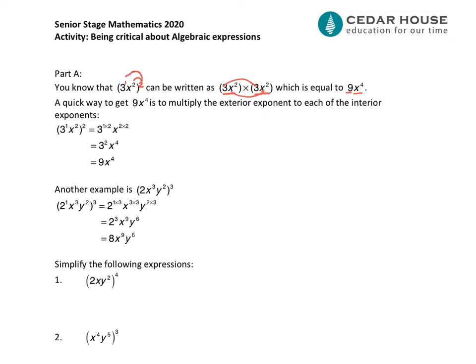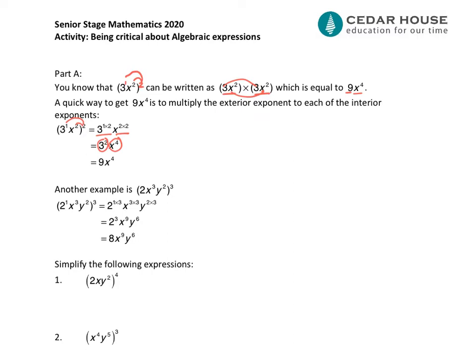So what you're going to do is multiply that exterior exponent to each of those interior exponents. So you've got 2 times 1 and then 2 times 2. That means it's 3 to the 1 times 2 and x to the power of 2 times 2. And then 1 times 2 is 3 to the power of 2 and 2 times 2 is x to the power of 4. And 3 to the power of 2 is not 6. Be careful. It's 9. So then it's 9x to the power of 4.